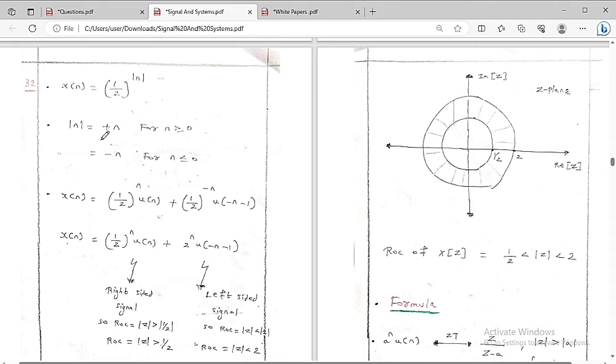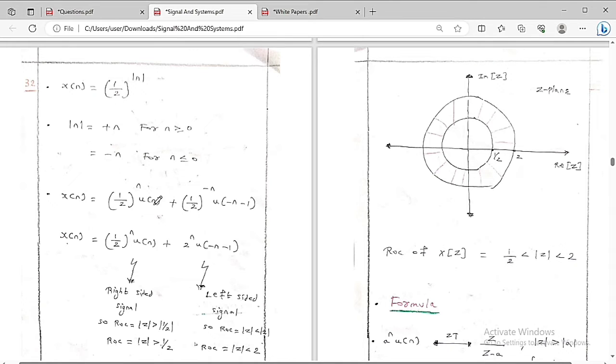And what is x(n)? I can write (1/2) to the power of n into u(n) plus (1/2) to the power of minus n into u(-n-1). So this is what we can write for mod n: (1/2) to the power of mod n. We can write like this: (1/2) to the power of n into u(n) plus (1/2) to the power of minus n into u(-n-1). So like this we can write this signal.